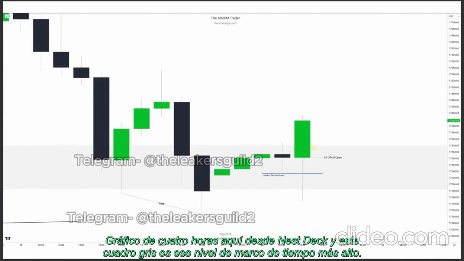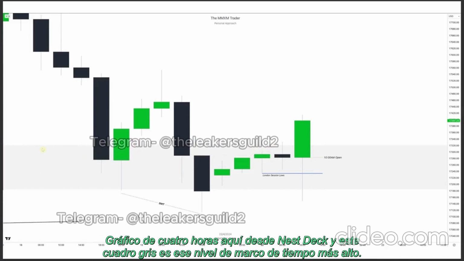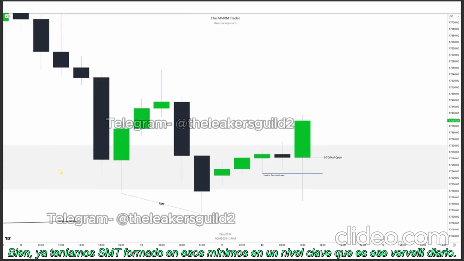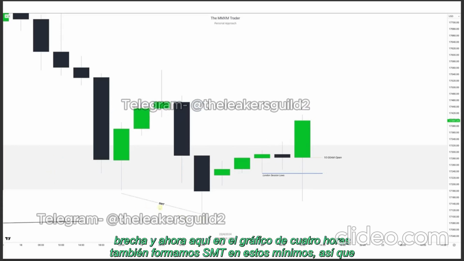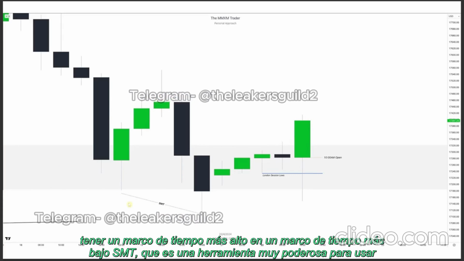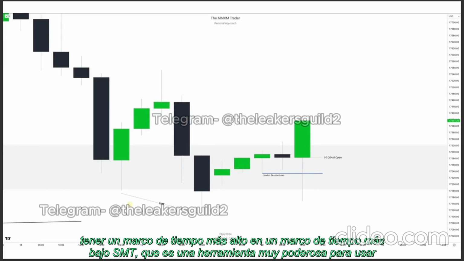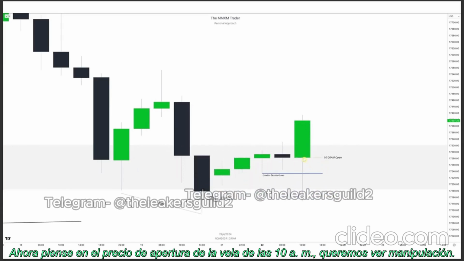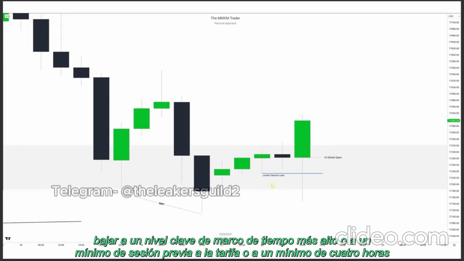We've got the 4-hour chart here from Nasdaq, and this gray box is that higher time frame level, right? So we already had SMT formed on those lows into a key level, which is that daily fair value gap. And now over here on the 4-hour chart, we also form SMT on these lows, right? So we have higher time frame into lower time frame SMT, which is a very powerful tool to be using. Now think about the opening price of the 10 a.m. candle, right? We want to see a manipulation lower into either a higher time frame key level or previous session low or a 4-hour low, right?